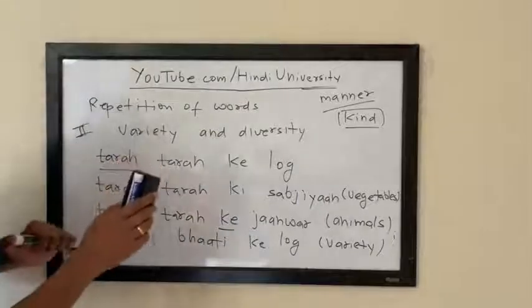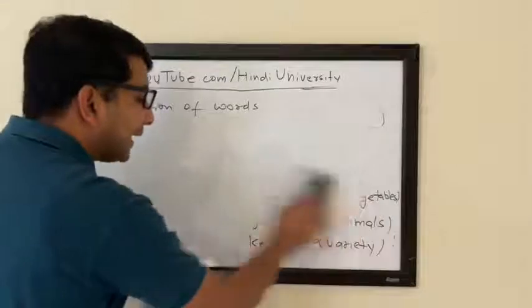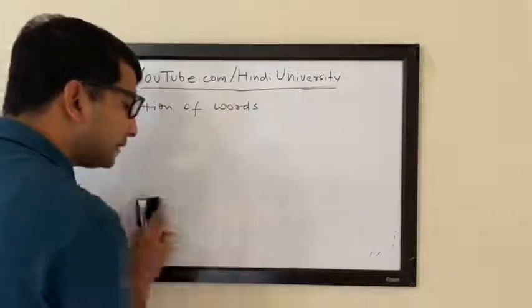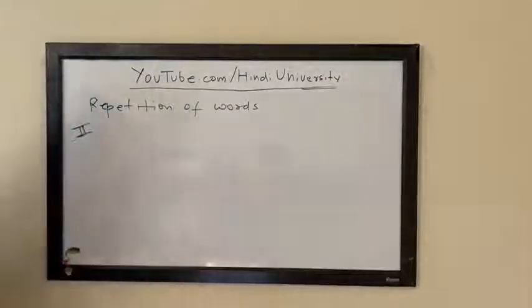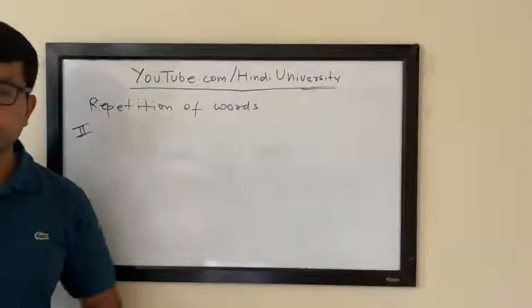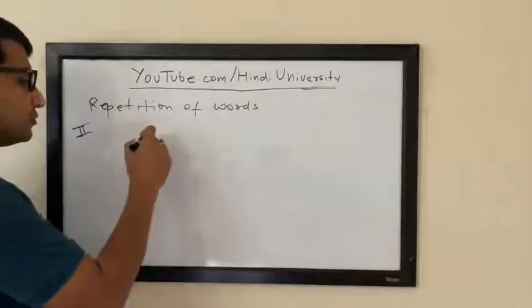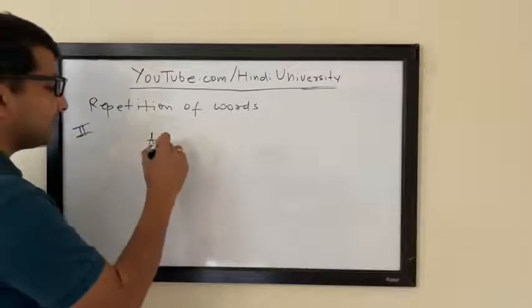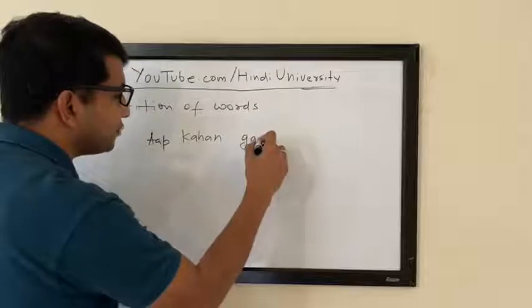I'm going to pick up the pace. We have 6 more minutes. Now some of the interrogatives can be repeated twice as well to indicate variety, wide variety. Such as, let's say you took a vacation to Europe, and I can ask you, "Aap kahan gaye?" Where did you go?